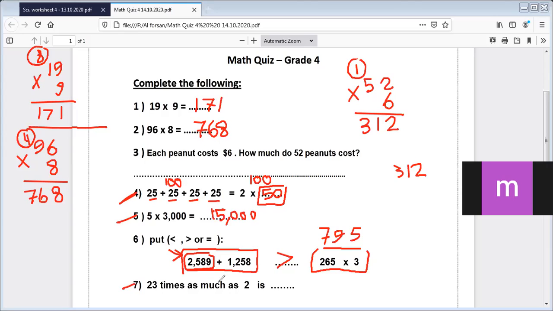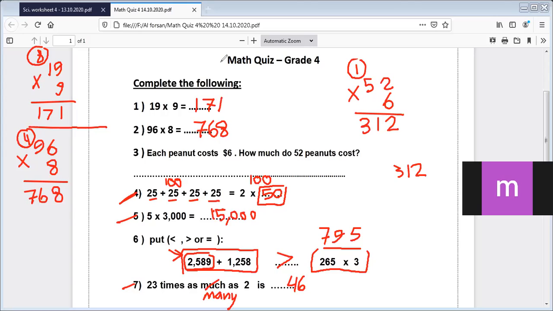Number 7, we said it's 23 times as many as 2. Not much, it's a mistake. 23 times 2 is 46. This is the answer. And I hope you all get full mark.